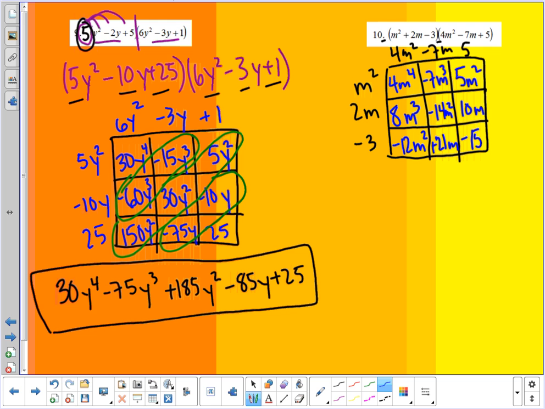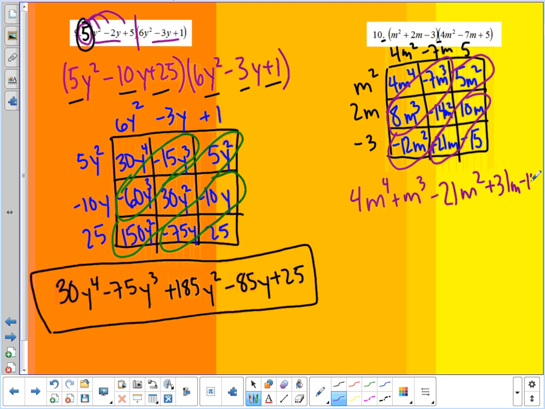Okay, so now put your like terms together. So I have 4m to the 4th, that's by itself. Then I have the thirds. 8 minus 7 is 1, so just plus m to the 3rd. Then I have the m squareds. I have negative 12, negative 14, and positive 5. Well, negative 12 and negative 14 is negative 26, but the negative 26 plus 5 is negative 21. So negative 21m squared. Then I have a positive 21 and a 10, that's 31m, and minus 15 at the end by itself, standard form.